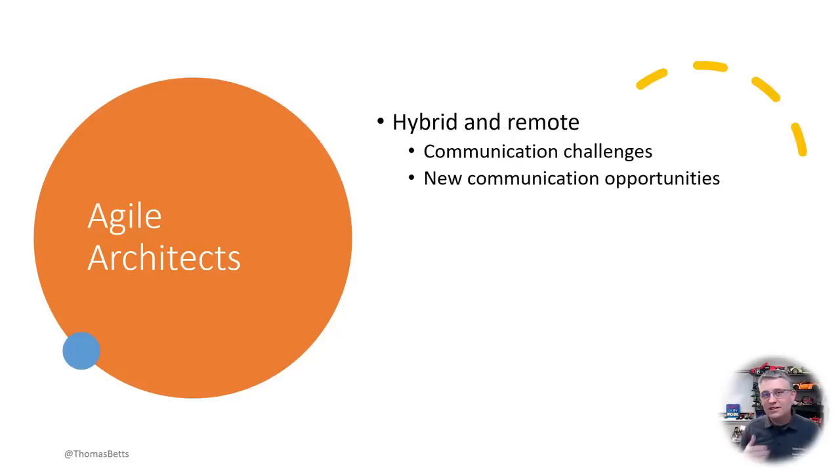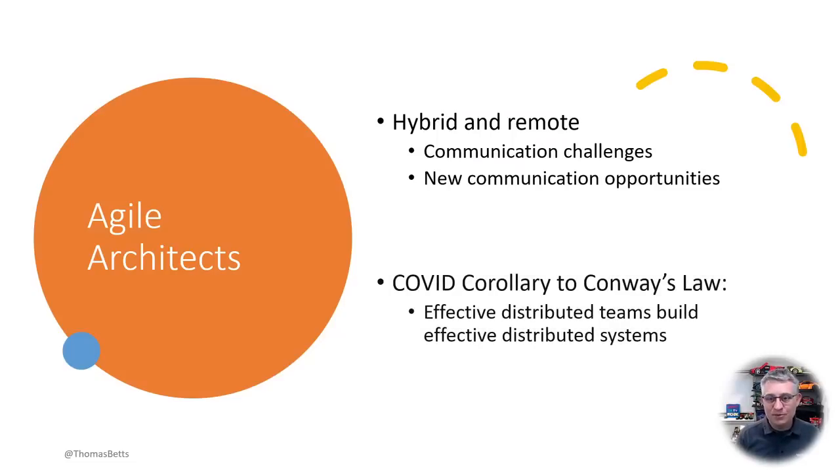We're also seeing changes in work habits that are influencing the software that gets built. I call this the COVID corollary to Conway's Law: highly effective distributed teams are able to build highly effective distributed systems. And conversely, when teams struggle with interpersonal distributed communication, those communication problems will manifest within the software that they build.